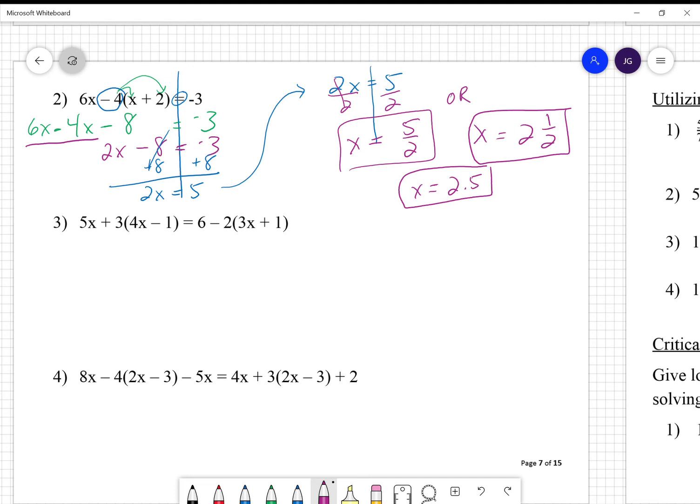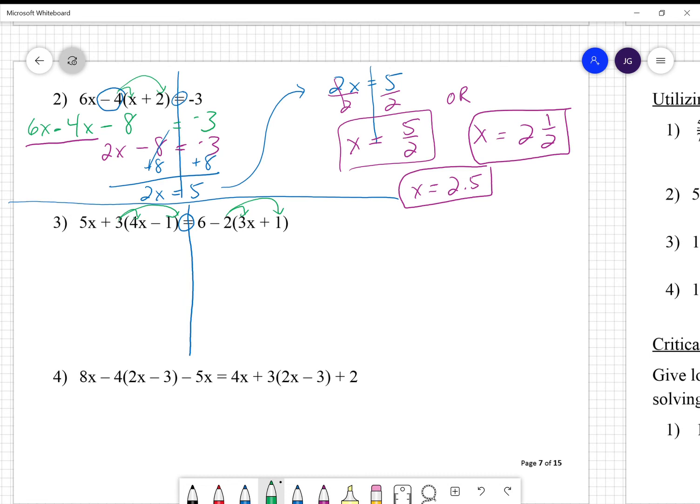All right, now number 3. I probably did not leave enough room on the paper, but in number 3, on the left and the right, there's stuff you can do. So on the left side, I'm going to distribute the 3. You have to get rid of parentheses first, remember? And on the right, I'm going to distribute a -2. Be very careful with your signs.